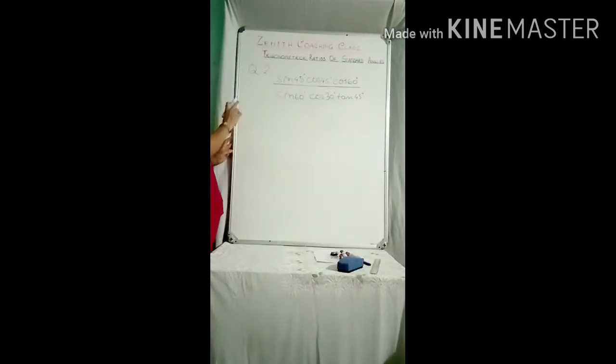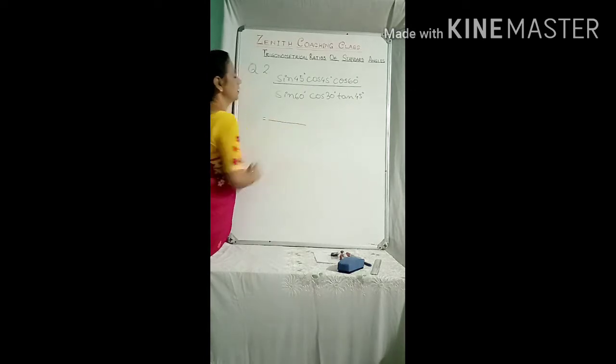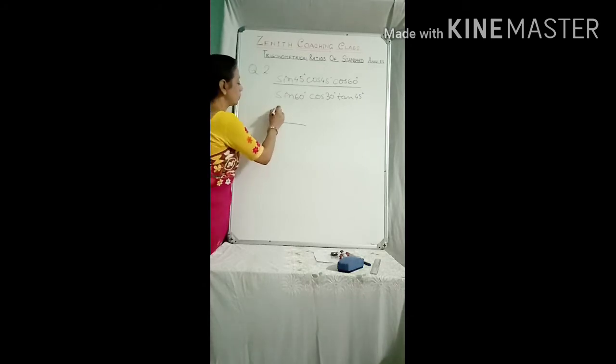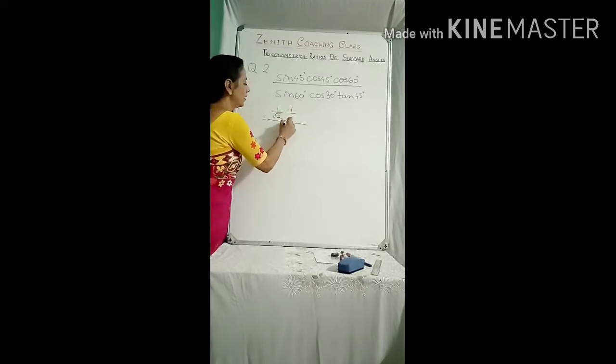Children, come to the next sum. That is sin 45 degree cos 45 degree cos 60 degree by sin 60 degree cos 30 degree tan 45 degree. That's a very easy sum, you know. Just see. Sin 45 degree is 1 by root 2, into cos 45 degree. Sin 45 degree and cos 45 degree are the same, that is also 1 by root 2.